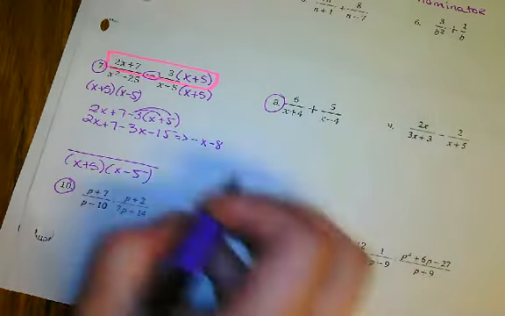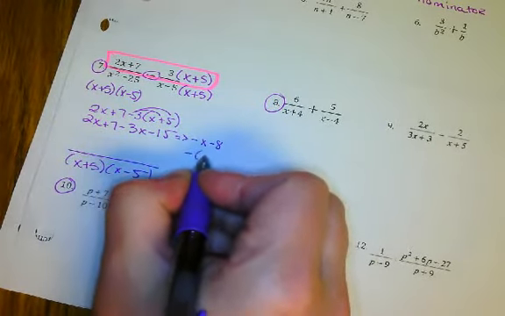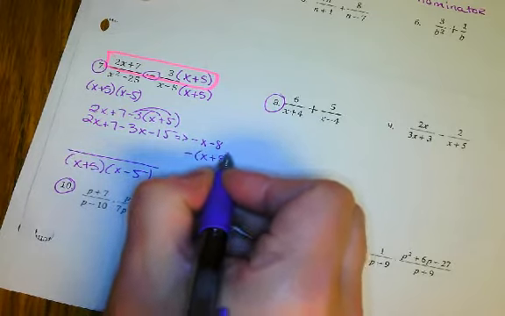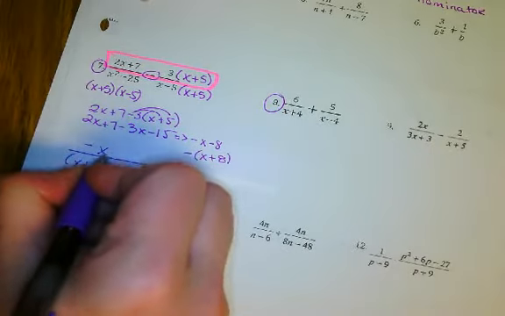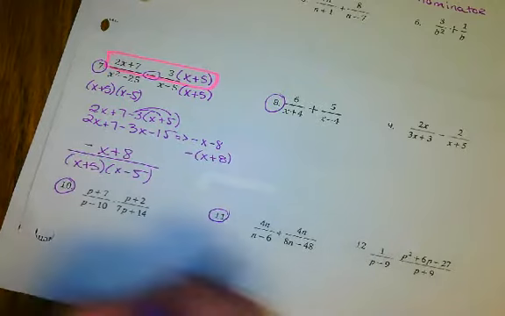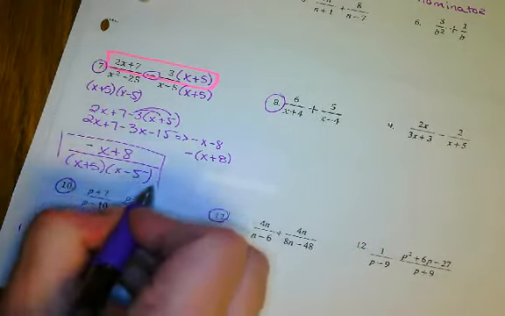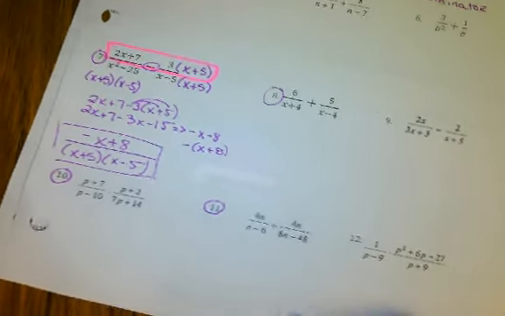Now, I'm actually going to factor that negative out. So if I factor that negative out, that flips all that to a positive. Now, there's no other simplifying that I can do. So that is my final answer.